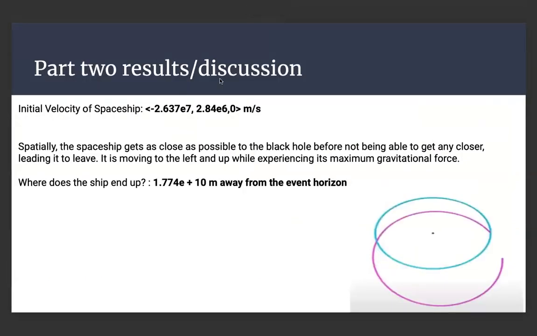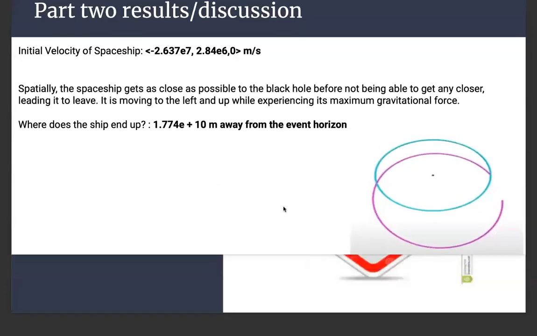Here I have the results and discussion portion for my part 2. I found the initial velocity of the spaceship to be these values right here. And spatially, as for a conceptual understanding, the spaceship is getting as close as possible to the black hole before not being able to get any closer, leading it to be kicked out of the surrounding. Thus, it is moving up to the left and up while experiencing its maximum gravitational force. And I have an image here that shows this simulation in GlowScript. And the overall ship ends up here at this value away from the event horizon.